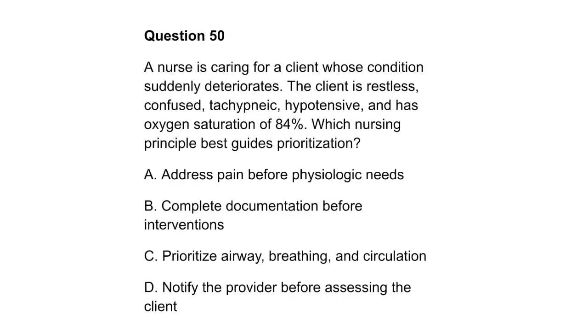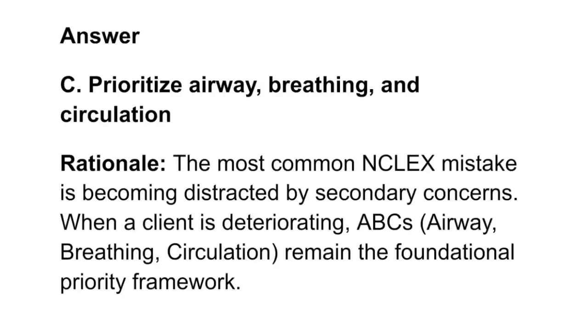Question 50. A nurse is caring for a client whose condition suddenly deteriorates. The client is restless, confused, tachypneic, hypotensive, and has oxygen saturation of 84%. Which nursing principle best guides prioritization? A. Address pain before physiologic needs. B. Complete documentation before interventions. C. Prioritize airway, breathing, and circulation. D. Notify the provider before assessing the client. Answer: C. Rationale: the most common NCLEX mistake is becoming distracted by secondary concerns. When a client is deteriorating, ABCs, airway, breathing, circulation, remain the foundational priority framework.